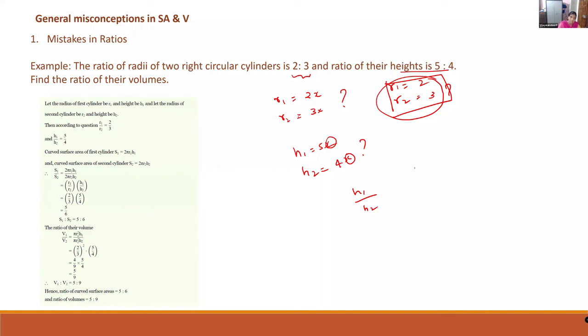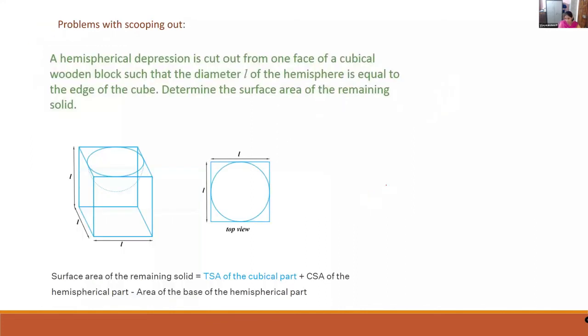Everywhere they are making the same mistake, and the problem with scooping out. Scooping out is a very, very big headache to the students. They won't understand. Scooping out means immediately they will subtract that part. It is not subtraction. So we have to tell them what are the faces you are seeing.